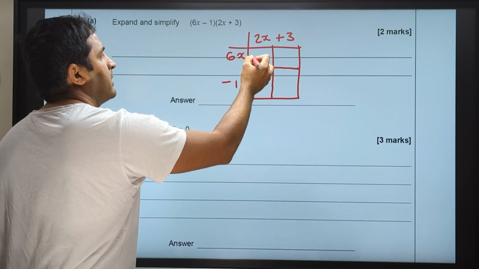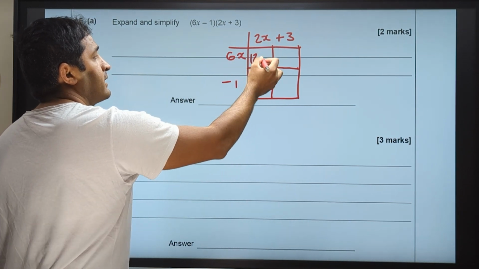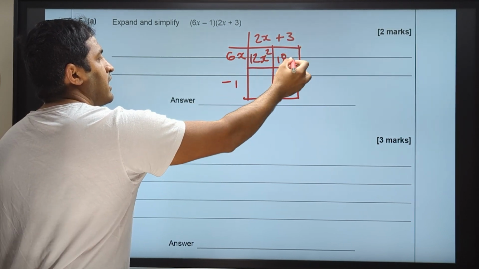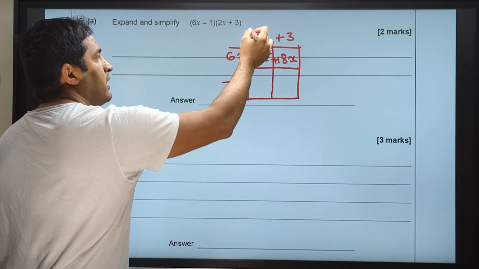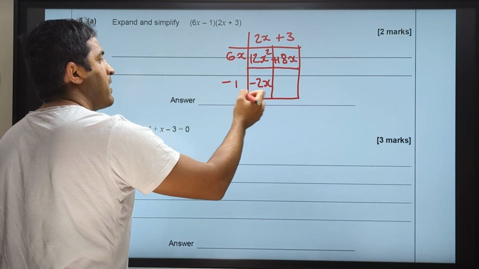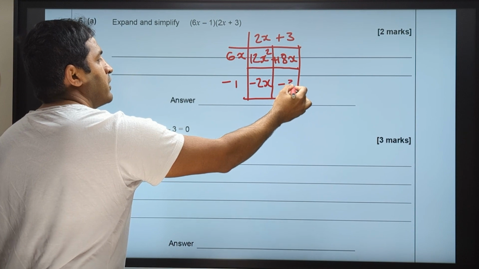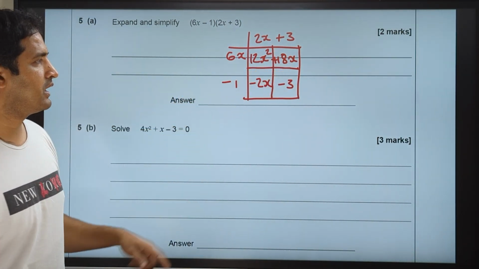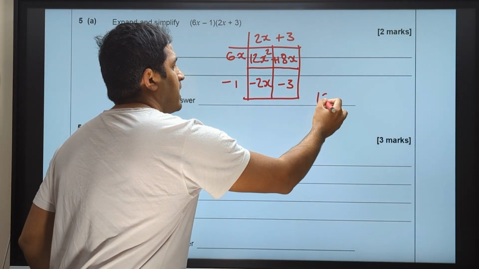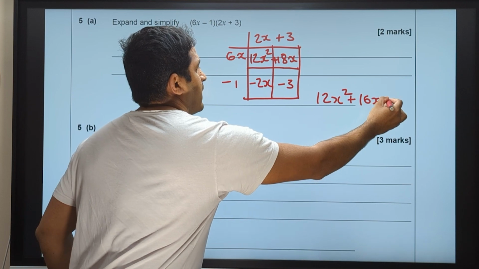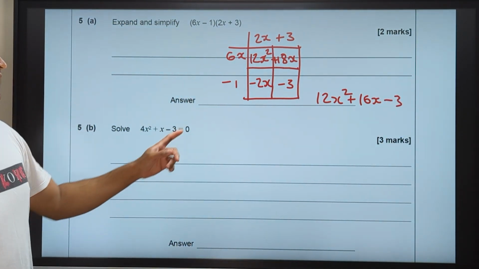6x times 2x gives you 12. 6 times 2 is 12. x times x is x squared. 6 times 3 is 18, and times x, plus is positive. 2 times 1 is negative 2, because that's negative. And then you got negative 3 at the end. So we get 18x and negative 2x, that gives you 16x. So the final answer we get is 12x squared plus 16x minus 3. That's our answer.